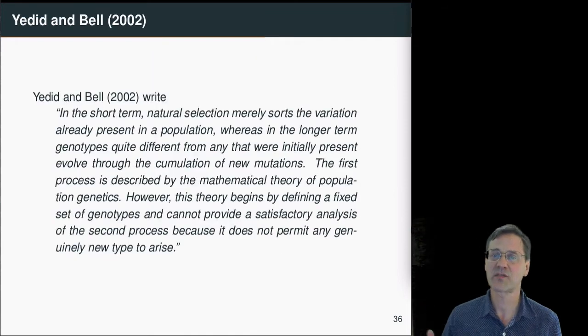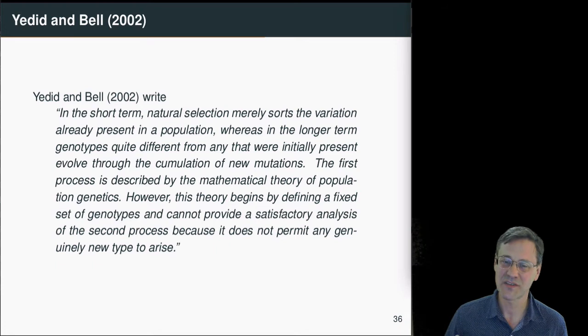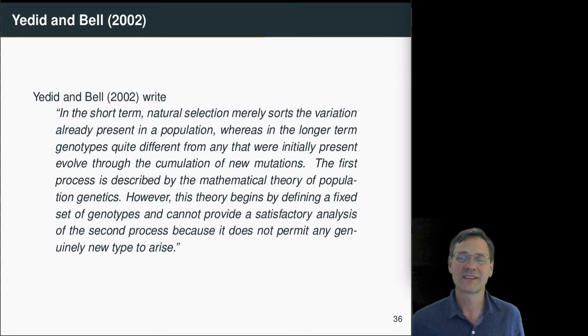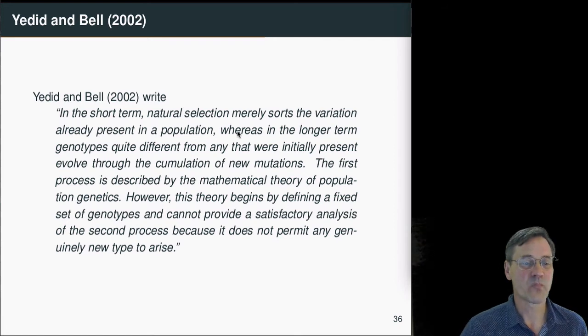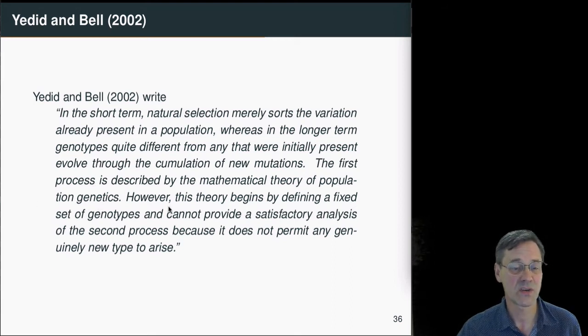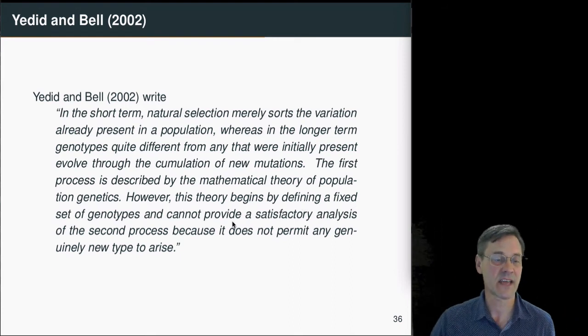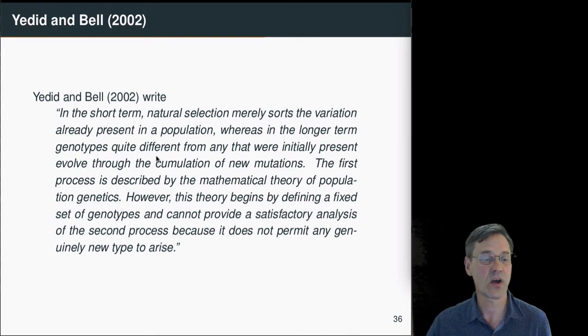Now, this sounds crazy, but I'm not the only person who's noticed this. I'm going to quote some authorities for you here. So Yedid and Bell say that there's a short-term process where selection merely sorts the variation already present in the population, and this process is described by the mathematical theory of population genetics, which begins by defining a fixed set of genotypes and cannot provide a satisfactory analysis of the second, longer-term process where quite different genotypes arise.